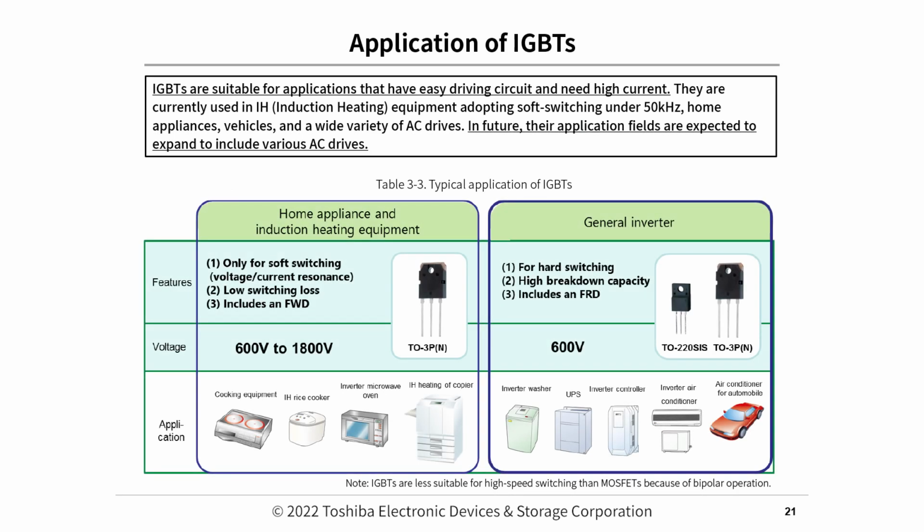Application of IGBTs. IGBTs are suitable for applications that have an easy driving circuit and need high current. They are currently used in IH equipment adopting soft switching under 50 kHz, home appliances, vehicles, and a wide variety of AC drives. In future, their application fields are expected to expand to include various AC drives.